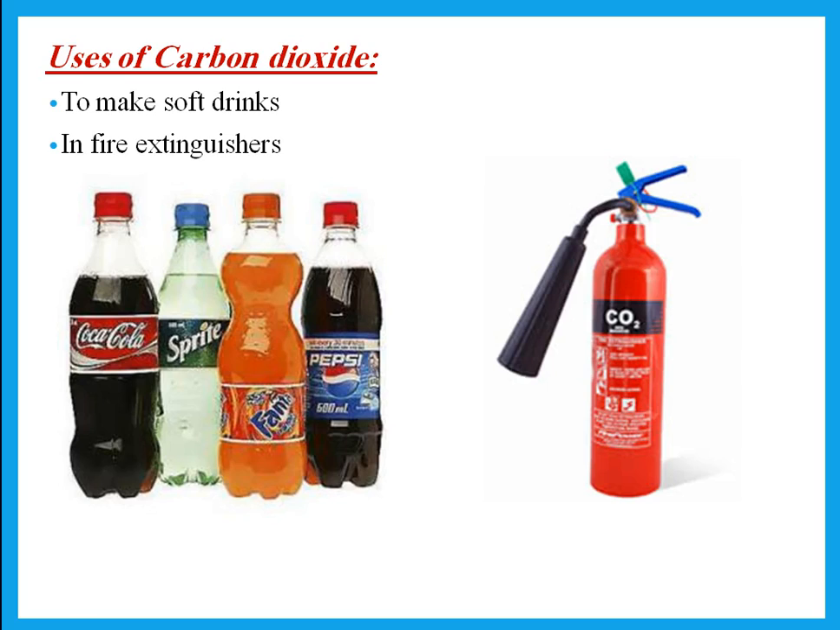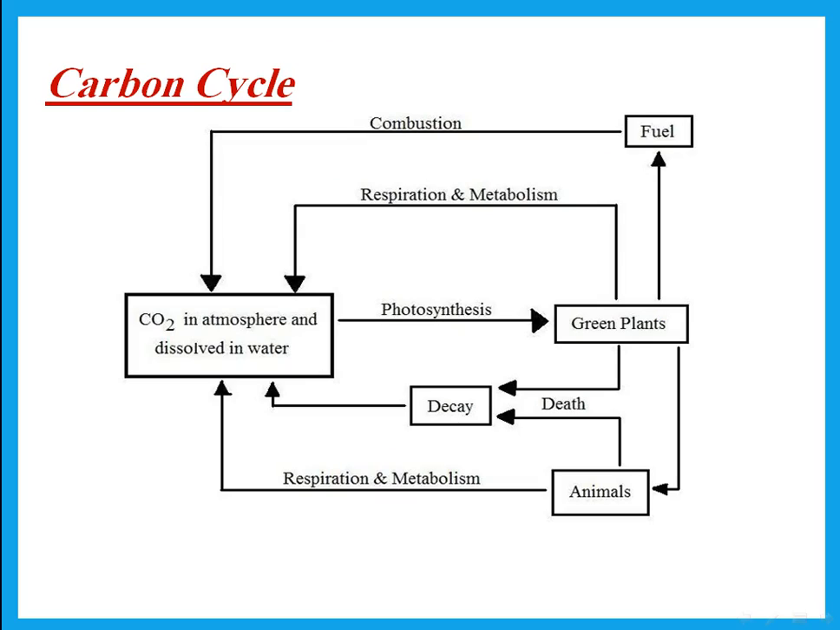Now, why do we use carbon dioxide in fire extinguishers? This is because it doesn't burn, it's not flammable, and it is heavier than air, so it settles on the fire and prevents oxygen from reaching the fire. Okay, if you are doing biology at some point, you know what this is. This is a carbon cycle. But if not, then let's go through it. The carbon cycle indicates what happens to carbon in the atmosphere. So for example, where do we have carbon?